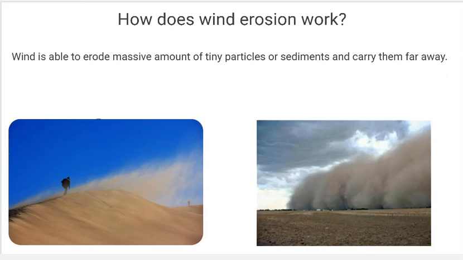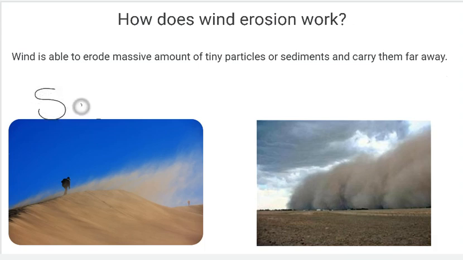Now, how does wind erosion work? Wind is able to erode massive amounts of tiny particles or sediments and carry them far away. When we are talking about wind moving these smaller sediments and particles, one of the most common types of wind erosion we see is with sand and sand dunes.